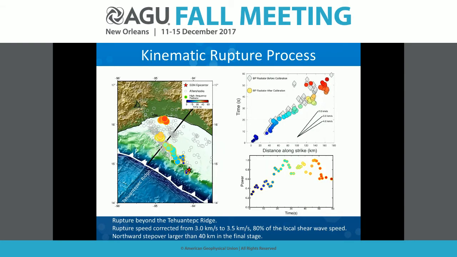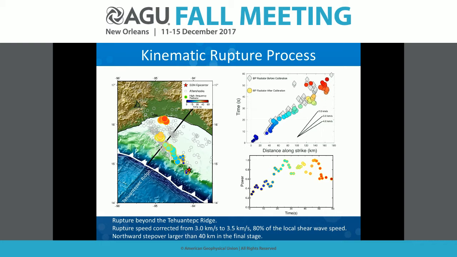Okay, so what does this leave us with for the kinematic rupture process of the main shock? This is a map view of the high frequency radiation. You can clearly see this linear trend, and it goes beyond the surface extension of the Tehuantepec ridge here. So it means this fault probably goes beyond the ridge. And we can also compute the rupture speed. The gray is before the calibration, and the colored ones are after the calibration. If you have a trend, then you get the rupture speed. And the speed we get is about 3.5 kilometers per second.